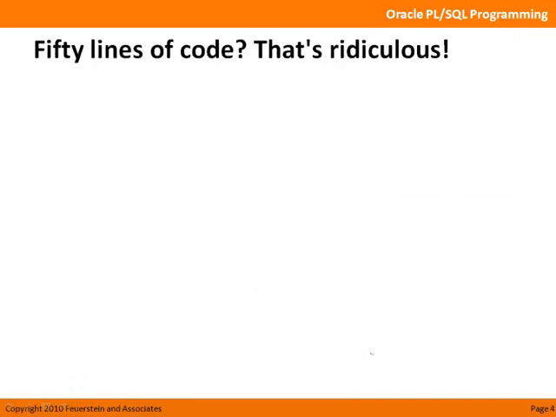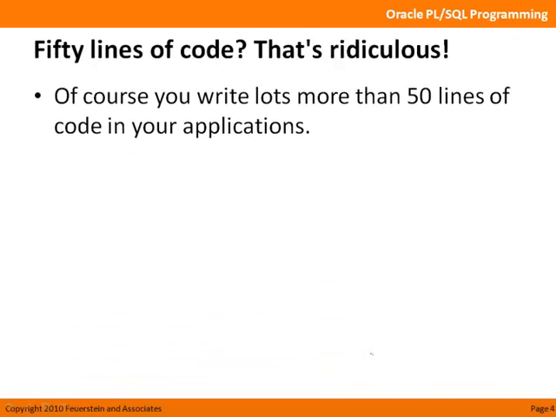50 lines of code, you might be saying to yourself, that's ridiculous. You write lots more lines of code than 50. You've got tens of thousands, hundreds of thousands of lines of code. Sure, of course, that's true. I do the same thing. I'm one of the back-end developers for Quest Code Tester for Oracle, and I'm responsible for maintaining something like 250,000 lines of code. You will definitely be writing lots of code.